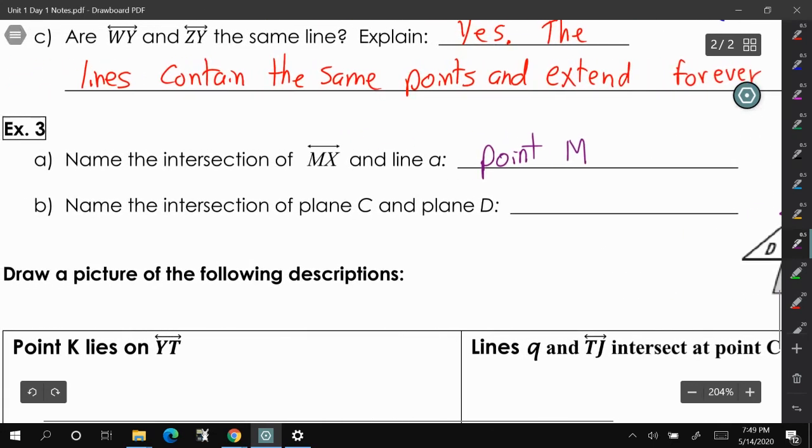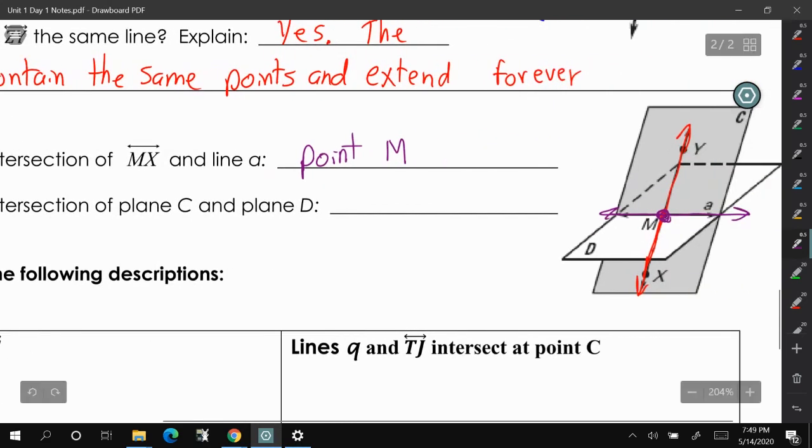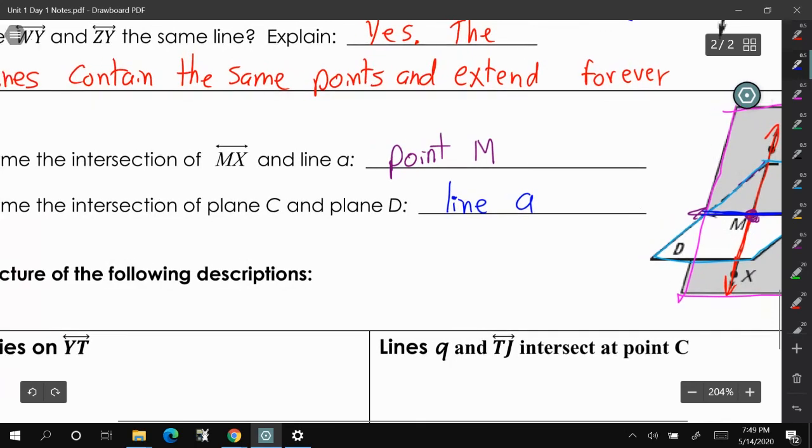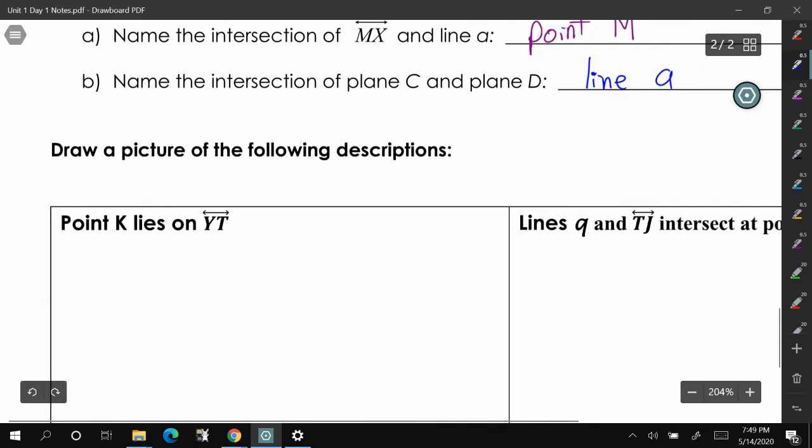And then name the intersection of plane C and plane D. So, okay, here's plane D, and here's plane C. So where do they overlap? Where do they touch? They're touching right here at this line. So line A. Okay, so then we're going to go in reverse.